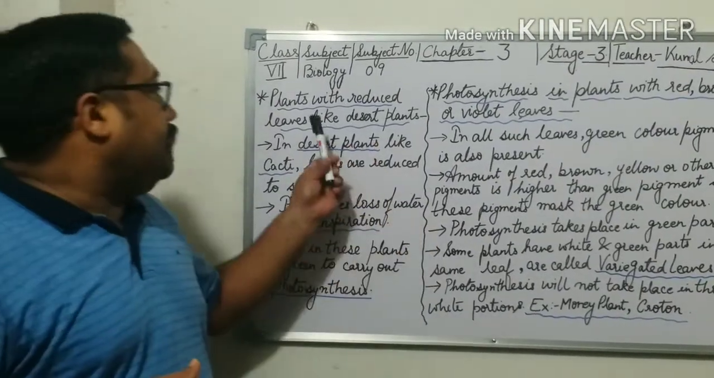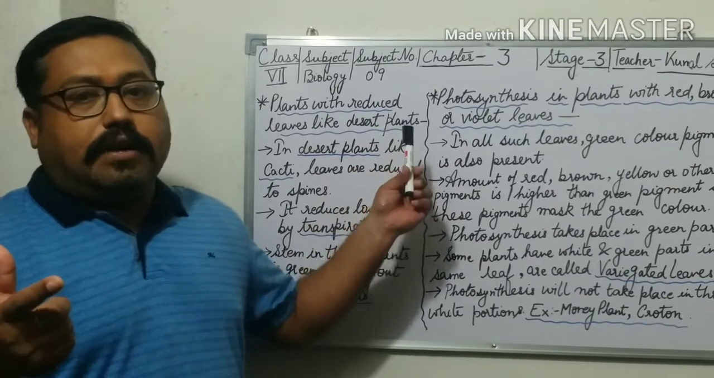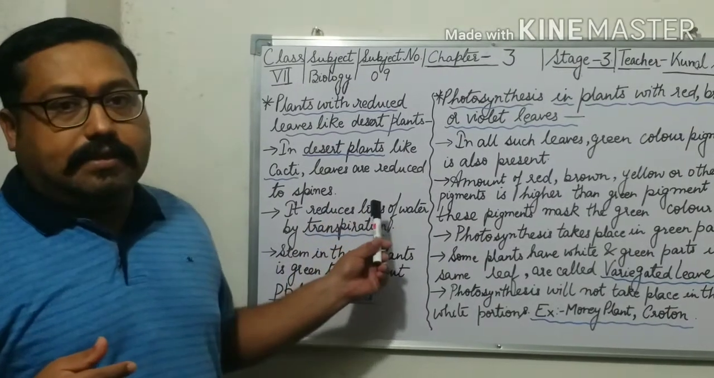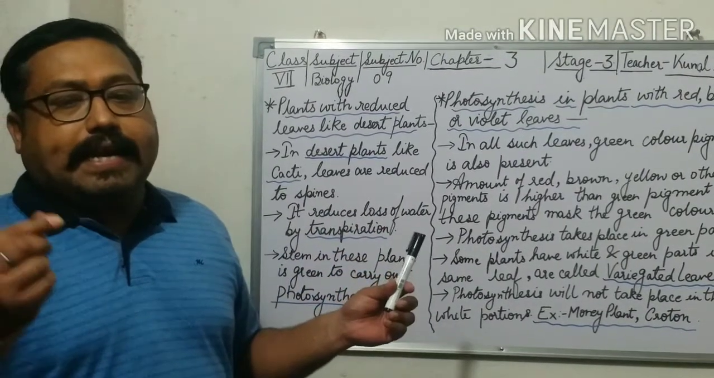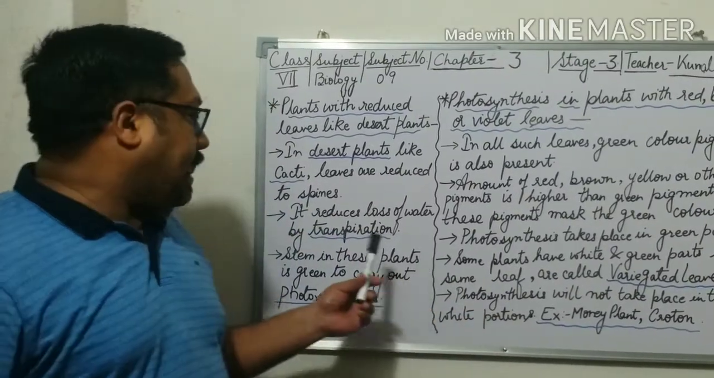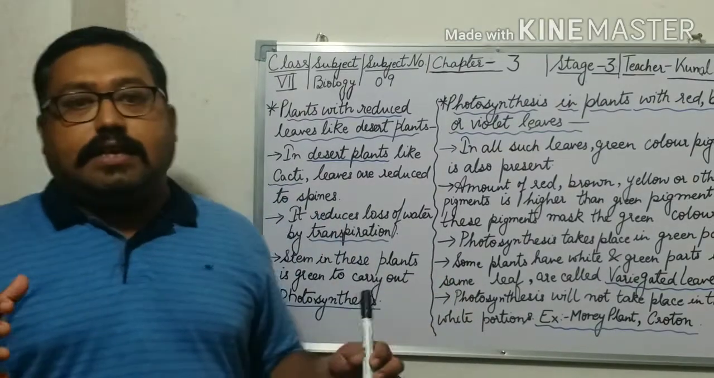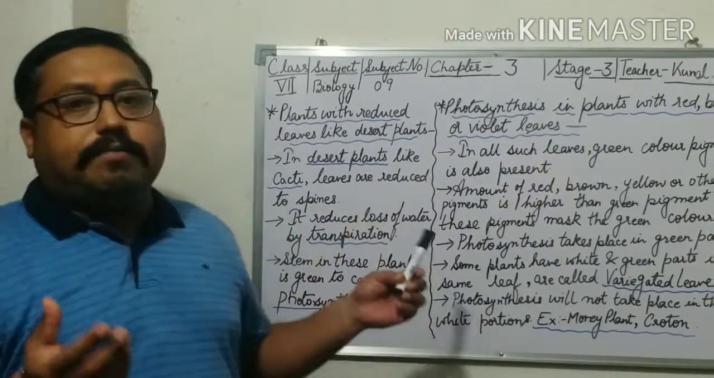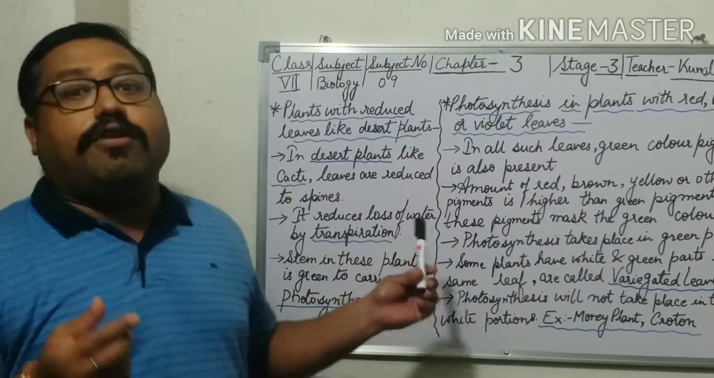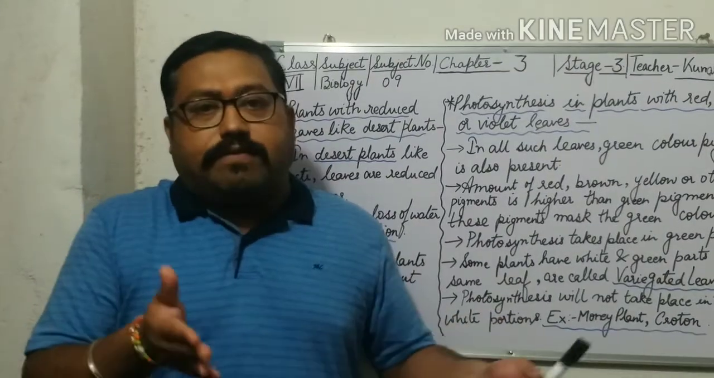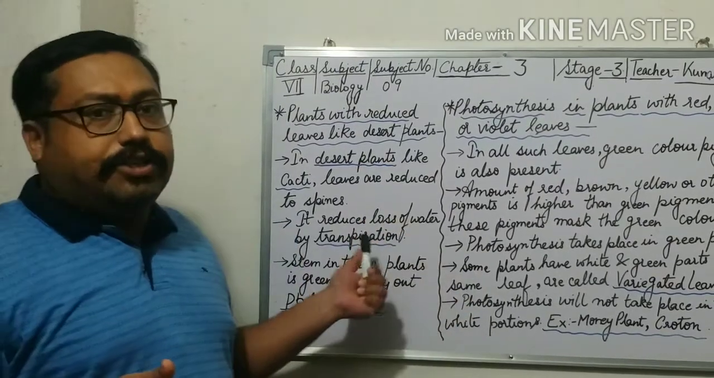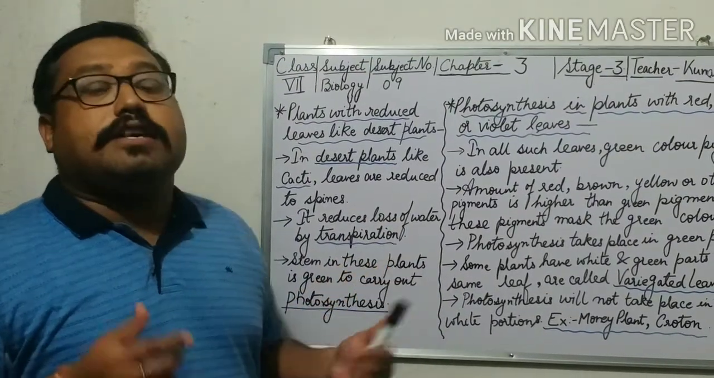Let us now discuss this point. Plants with reduced leaves, like desert plants. In the desert, the plants' leaves are reduced to spines. Cacti can be an example of that. In cacti, the leaves are reduced to spines, and this helps in the reduction of loss of water, because there is not much water available for the plants. It also helps reduce loss of water by the process of transpiration.